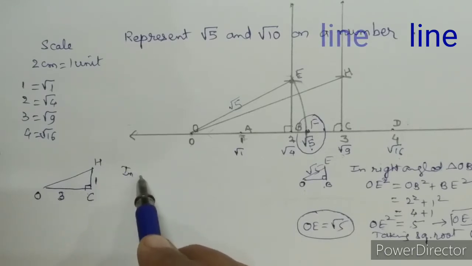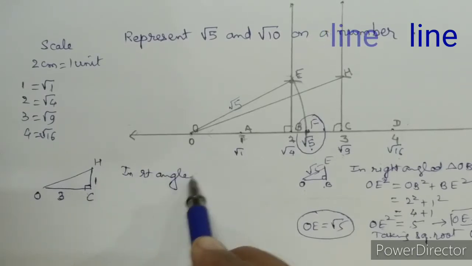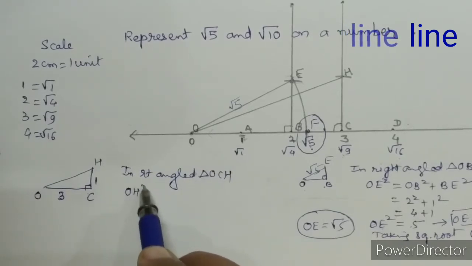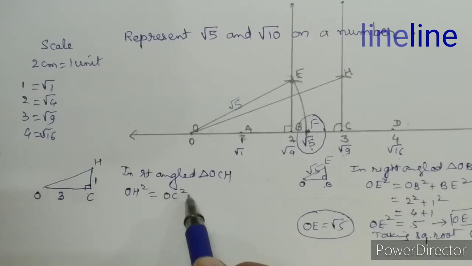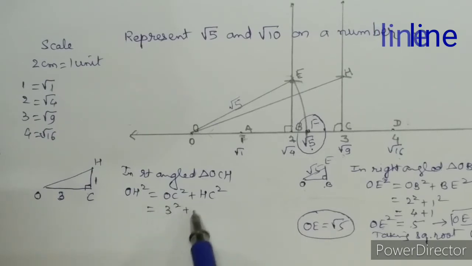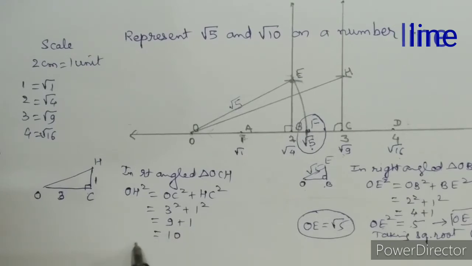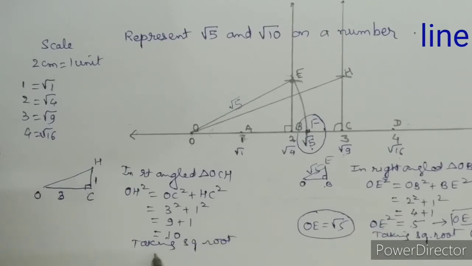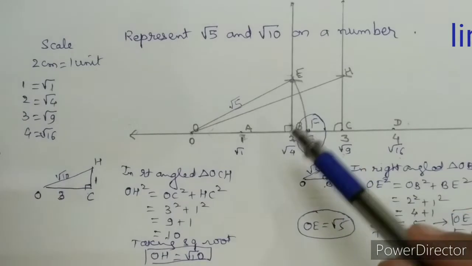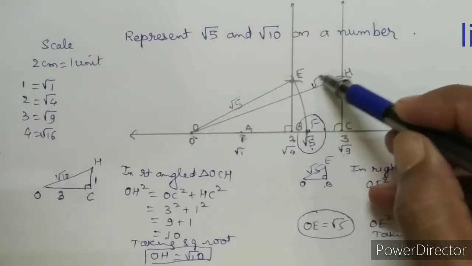Now in right angle triangle OCH, by Pythagoras theorem, we have OH square is equal to OC square plus HC square, that is 3 square plus 1 square, that is 9 plus 1, that is equal to 10. Taking square root, we get OH is equal to square root 10. Thus, we get square root 10, that is OH. Here, this OH will be square root 10.